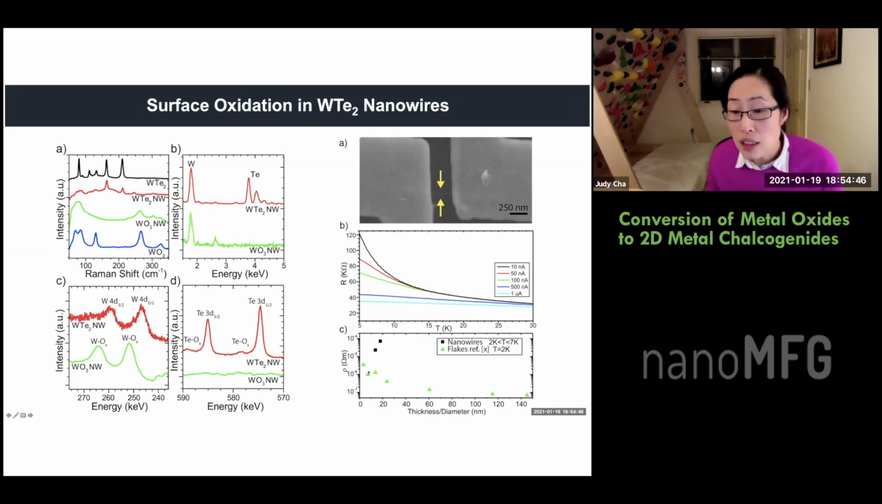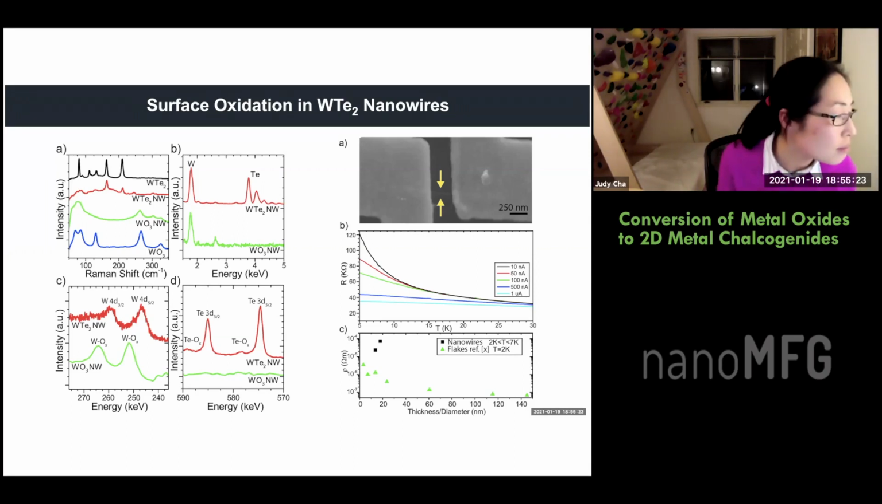And what that means is that you can just look at this bottom plot. When we do transport measurements, the resistivity that you can measure on the tungsten telluride flakes, versus our nanowires, the resistivity of our wires is much, much higher. And I think this is all due to the surface oxidation. So I think all that is to say is that for a lot of wire studies, you have to spend time passivating the wires so that you don't have surface oxidation.